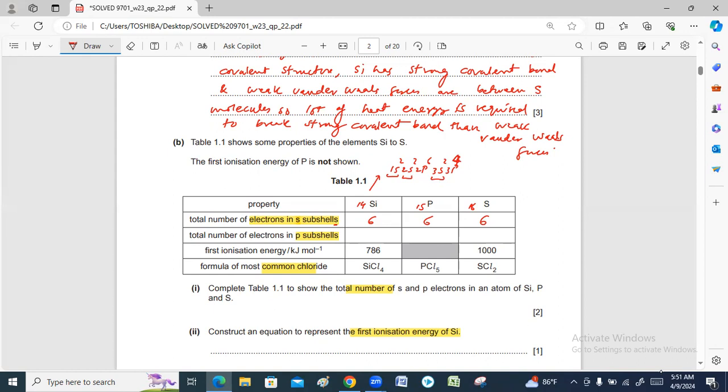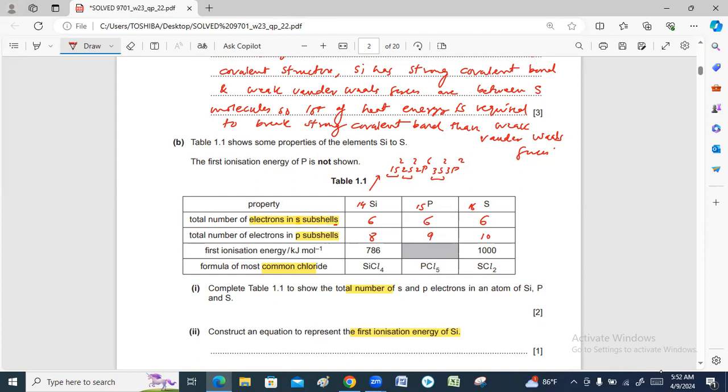Now the total number of electrons in p subshells. Let me go again. This is silicon, which has 2 electrons in 3p. 6 electrons are in 2p, and then 2 electrons in 3p, so 6 plus 2, 8 electrons. Then for phosphorus, 3p3, it must have one more electron, and sulfur has 2 more electrons than silicon, so it has 10 electrons in p subshells.